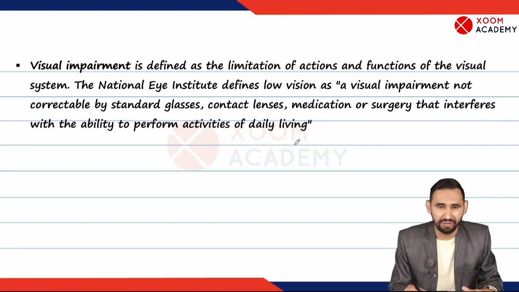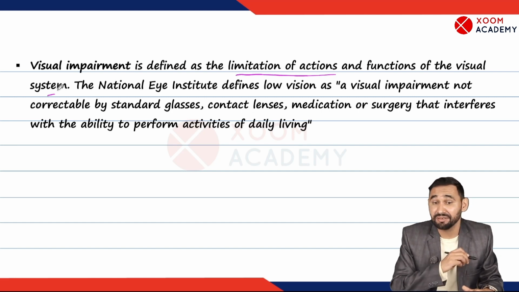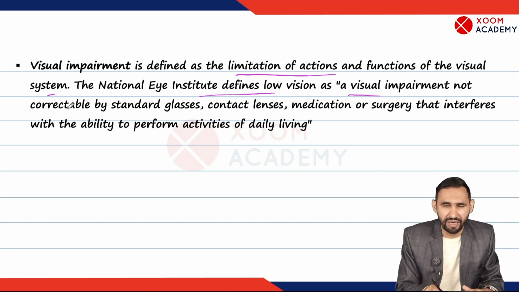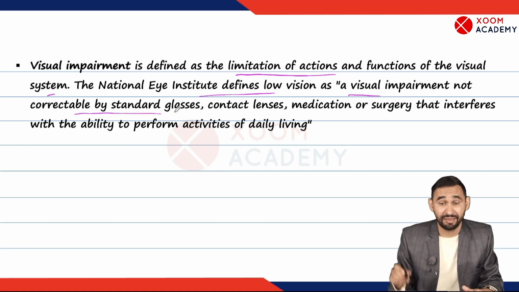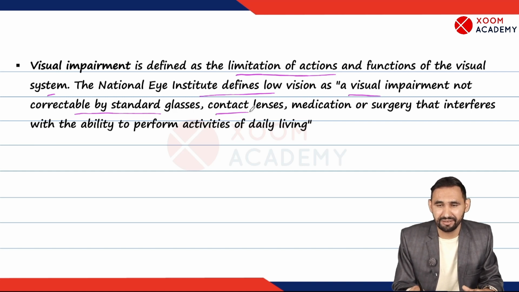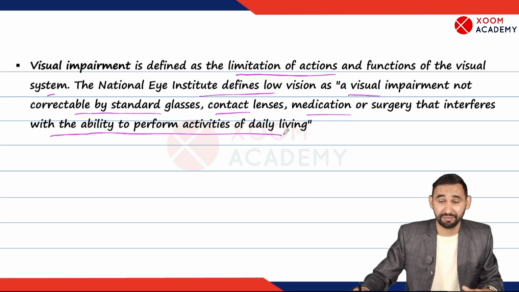Visual impairment, we can define as limitations of actions and functions. Our visual system's actions and functions are limited. The National Eye Institute defines low vision as visual impairment not correctable by standard glasses. Glasses can improve vision, but if it is not improved by glasses, contact lenses, medication or surgery, this is visual impairment or low vision, which interferes with the ability to perform activities of daily living. If there is visual impairment, someone can't perform daily activities.